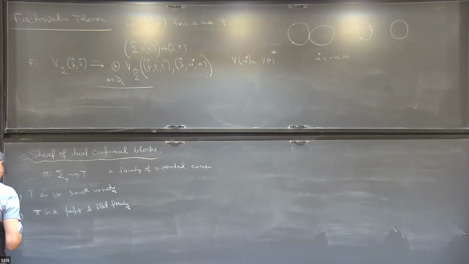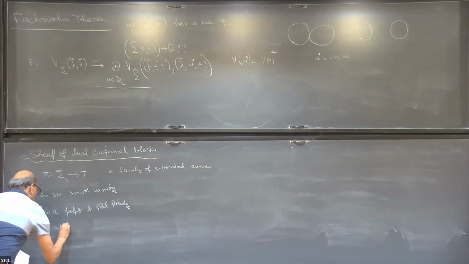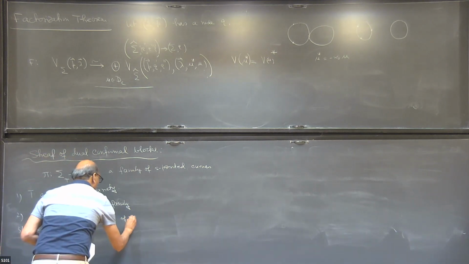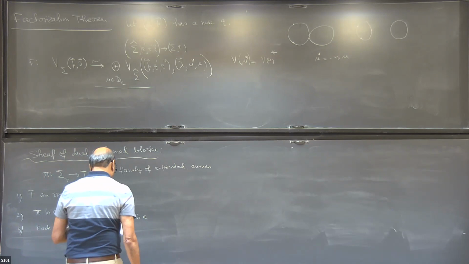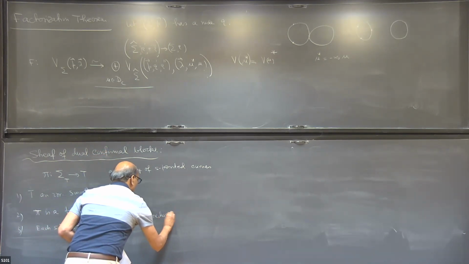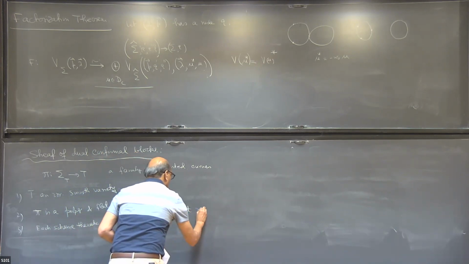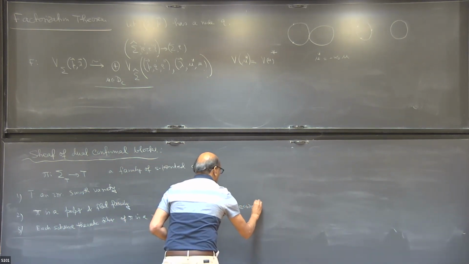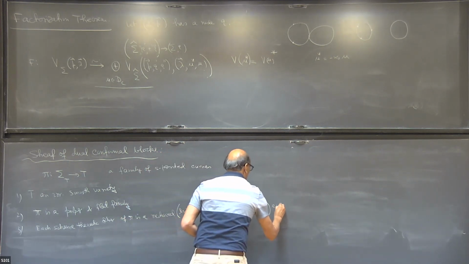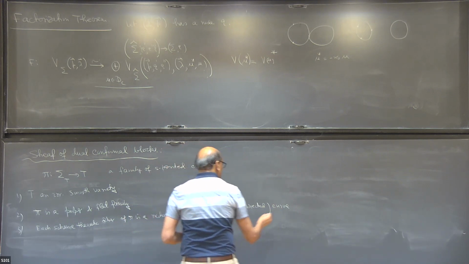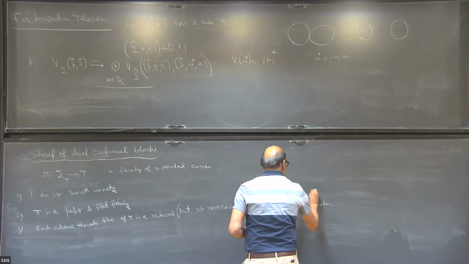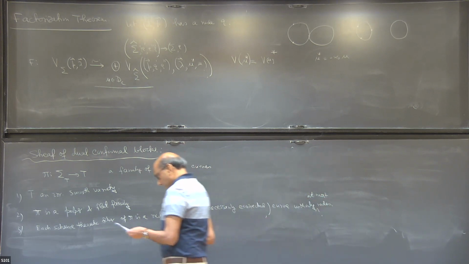Okay, so each scheme theoretic fiber of pi is a reduced, but not necessarily irreducible, but not necessarily connected actually, curve with only at most nodal singularities.